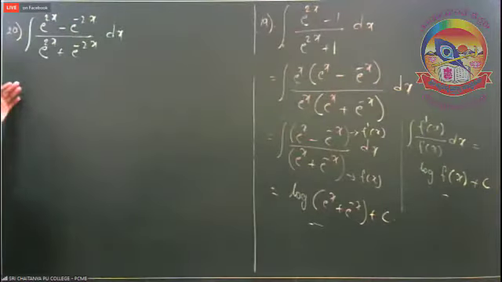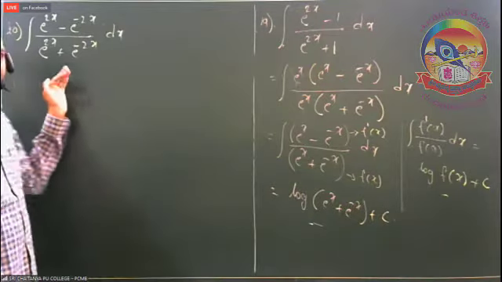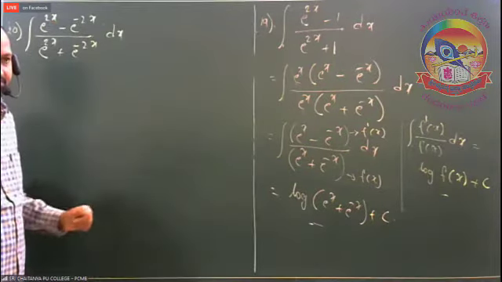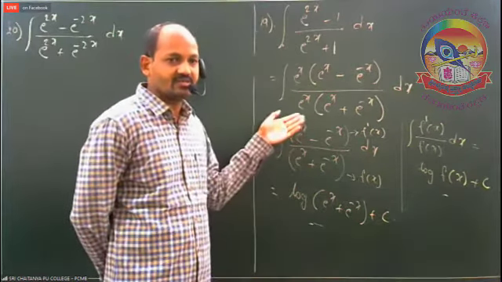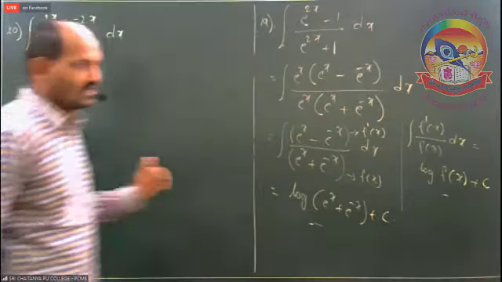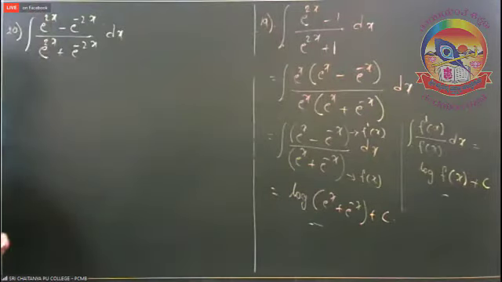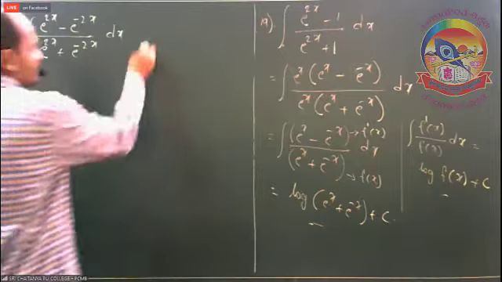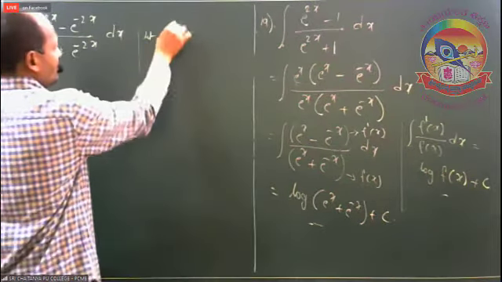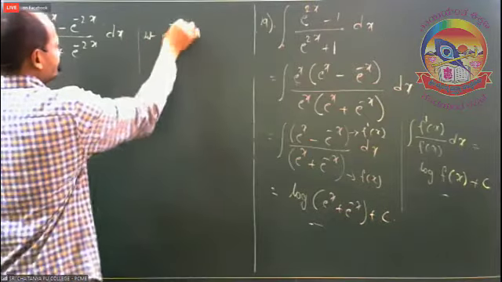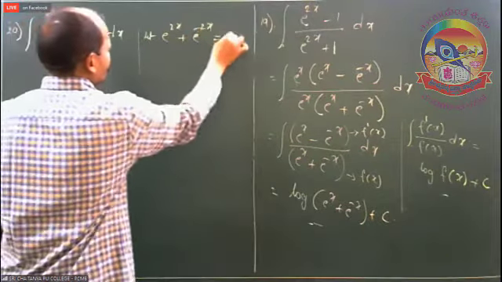Here, derivative of denominator is not equal to numerator. Clearly, it is not f dash of x by f of x. So, denominator first consider as t. Let denominator e power 2x plus e power minus 2x is equal to t.